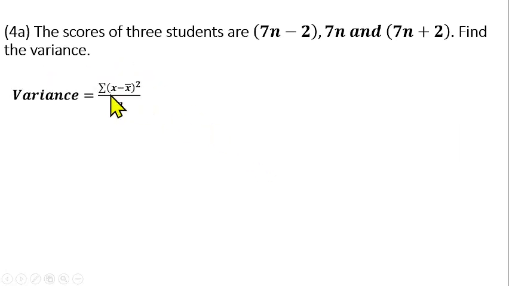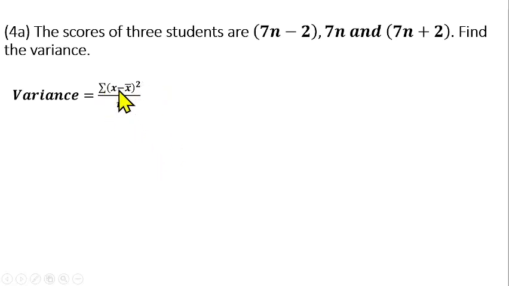We know that the variance of ungrouped data is the summation of deviation squared over the number of data. So we have summation of (x minus x bar) squared over n, where x minus x bar is the deviation. You take the square of it, then sum it, divided by n.